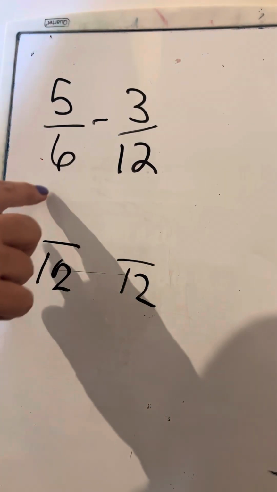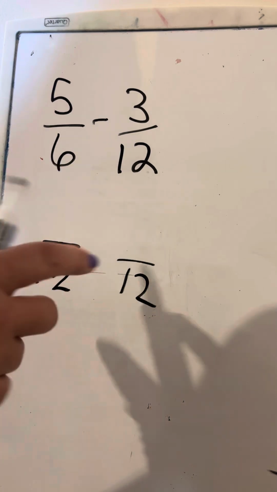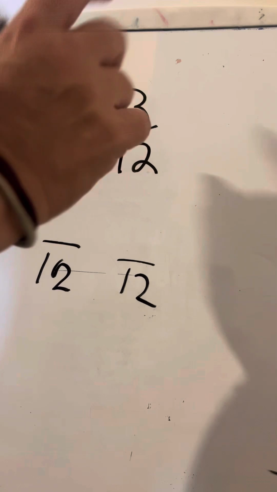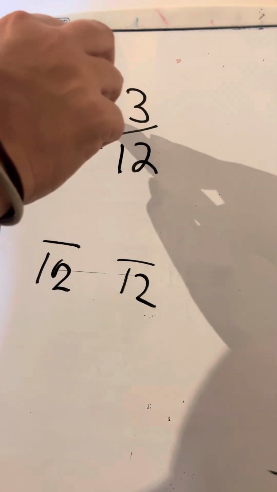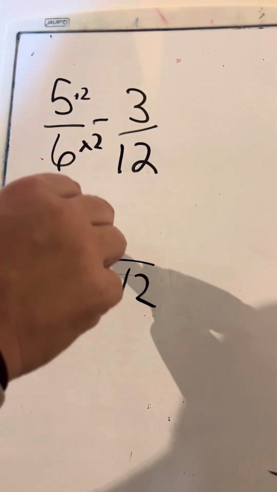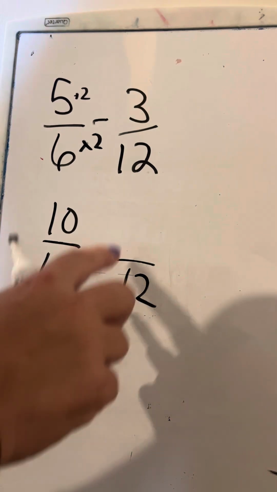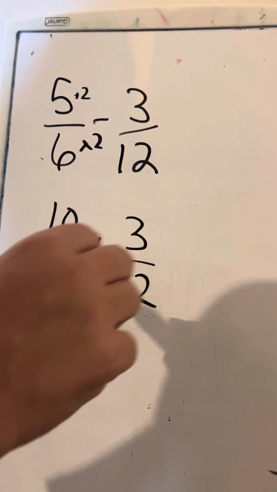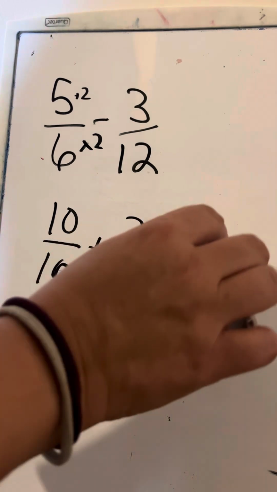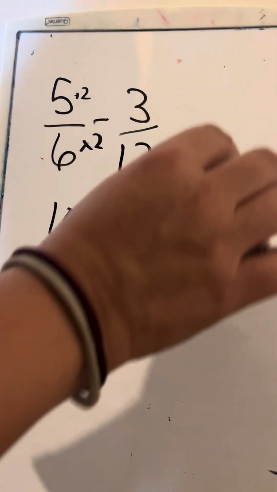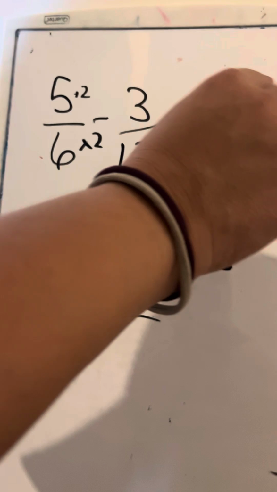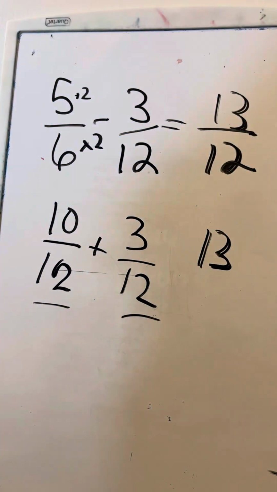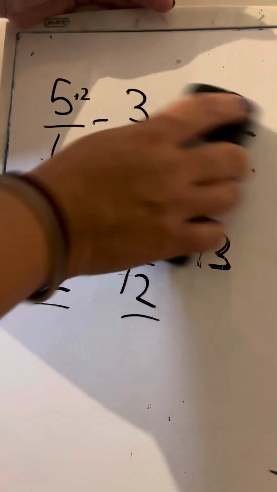And we know that to get 12 from 6, you had to multiply times 2. So what you do to the bottom, you have to do to the top. 5 times 2 is 10. We know that 12 is only by 1, so then you only have to take 3 times 1. So look at this. Then we have common denominators, so now we know the answer to this one is 13 twelfths.